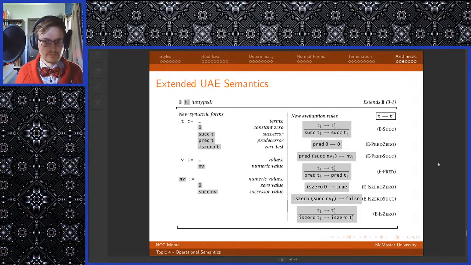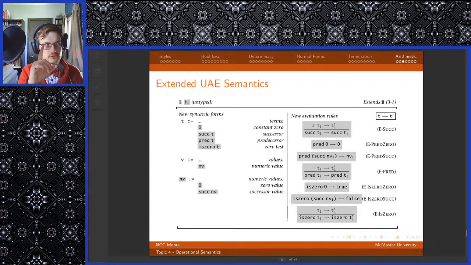So, here are our semantics for arithmetic. First of all, we have a set of numeric values. Numeric values are a subset of values. We have 0, that's a numeric value, and the successor of a numeric value is a numeric value. That's how they get around the problem of only 0 being a value and successor being a function and not a value. They just throw it in there.